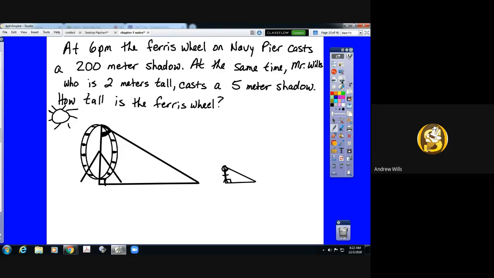First of all, I want everyone to appreciate my great artistic talent here. I think that looks exactly like me.